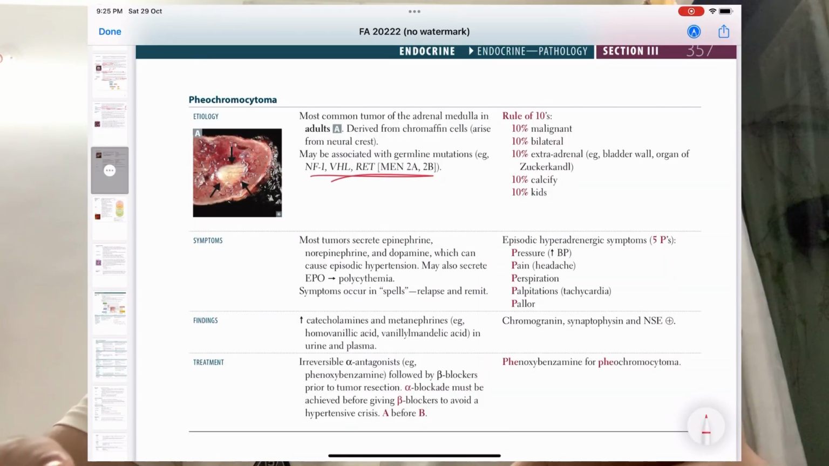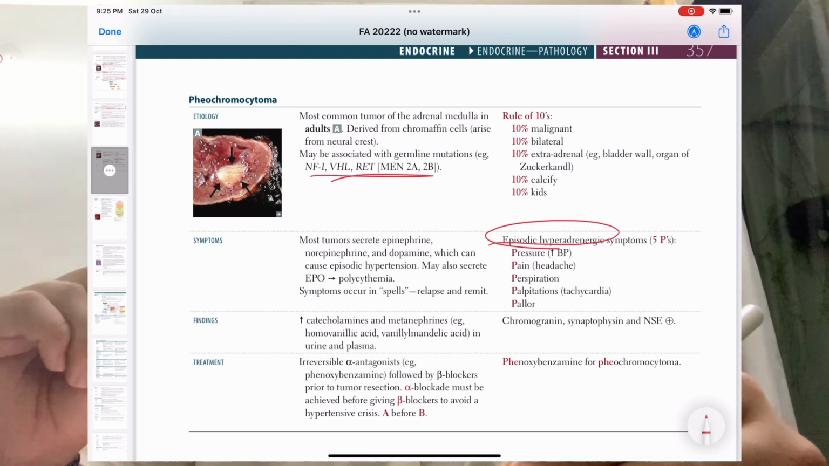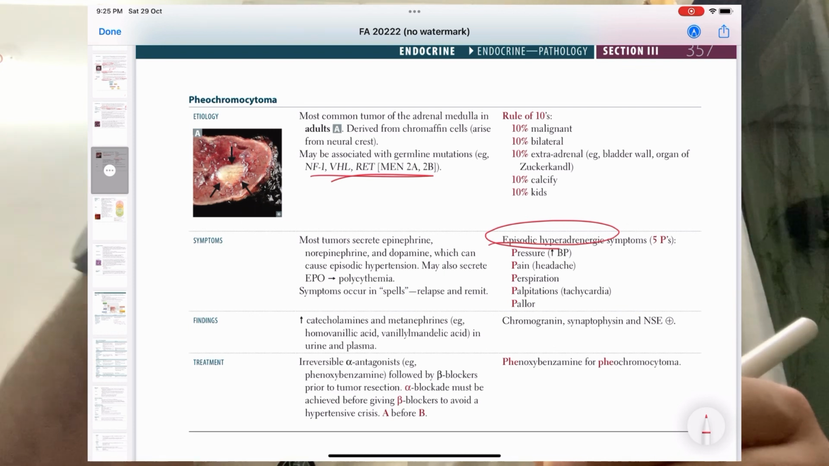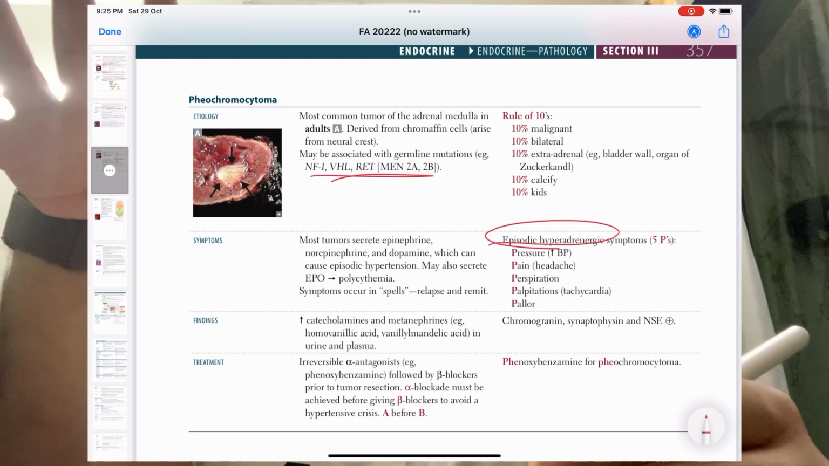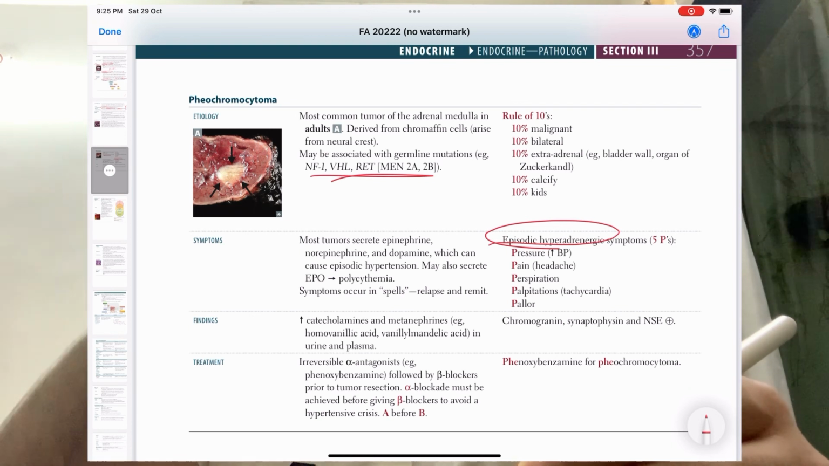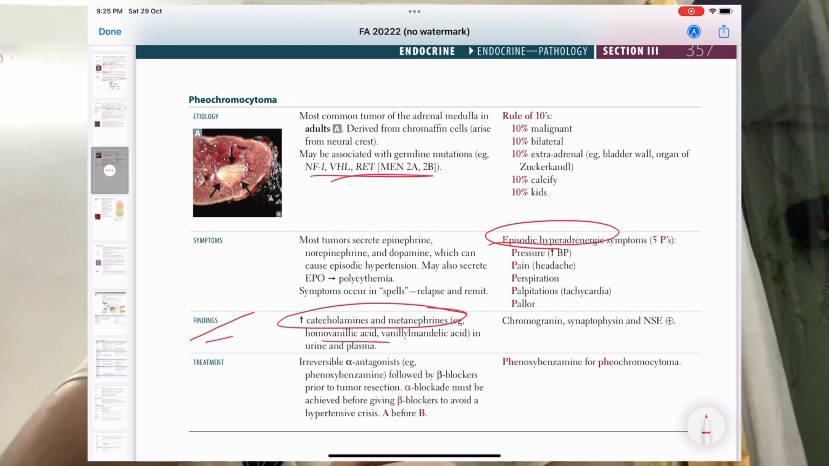What important points do you need to know? You need to know the genes. You need to know the symptoms. There will be mention of episodic. The word episodic will be there. Episodic high BP, episodic sweating, episodic palpitations, and all those things will be given in pheochromocytoma. Make sure you know that it is a tumor of the adrenal medulla, not the adrenal cortex. And how will you diagnose it? The findings are given: increase in catecholamines and metanephrines, HMA, VMA, all that.